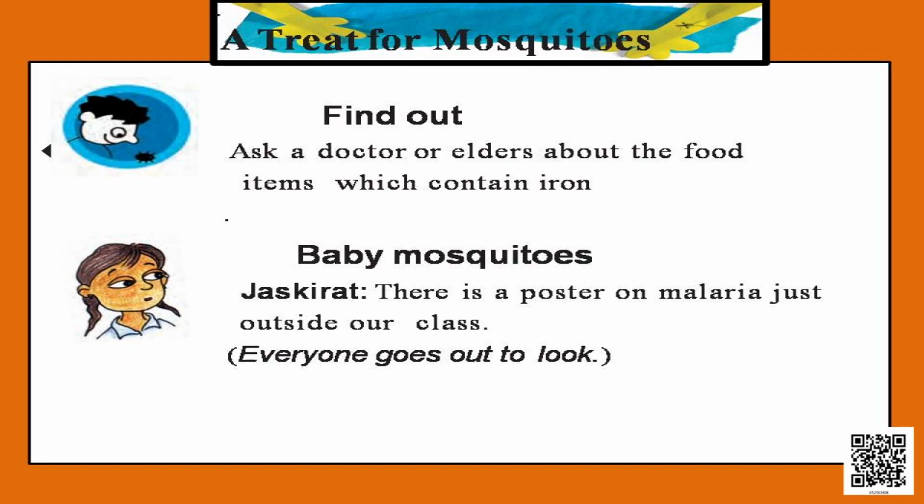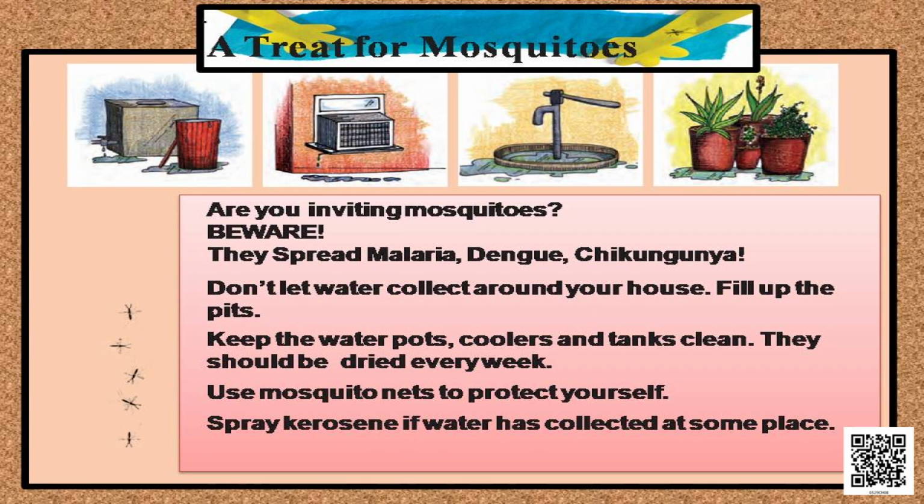Now Jaskirat says, there is a poster on malaria just outside our class. Everyone goes out to look at the poster. You can also see the poster clearly in the slide. What does it say? Read it carefully and then tell me what is there in the poster. There are some pictures and it is an awareness poster, awareness about malaria.